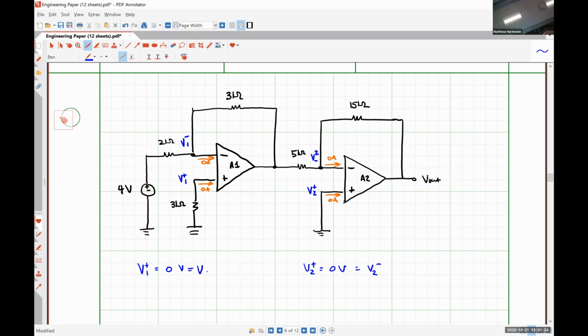And we'll call this V1 minus. I'm going to change something ever so slightly here, or not even slightly. Let's call this guy Vx.